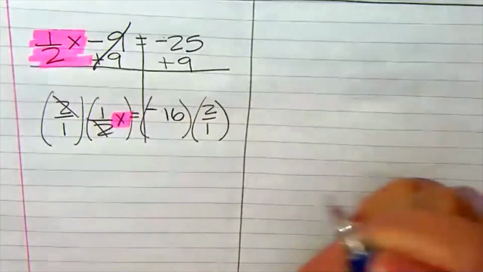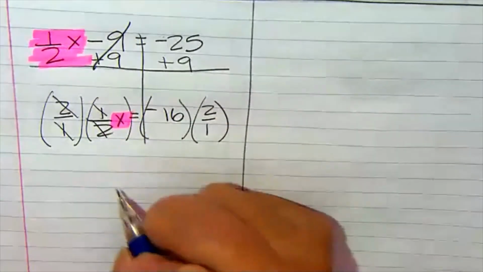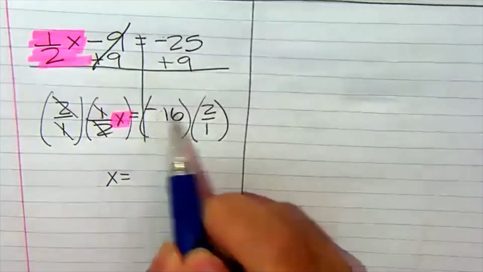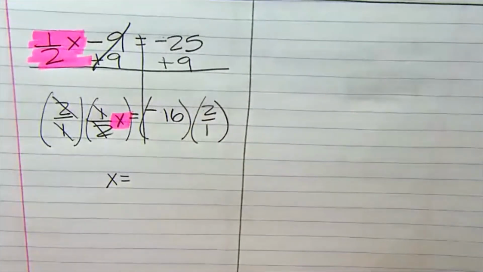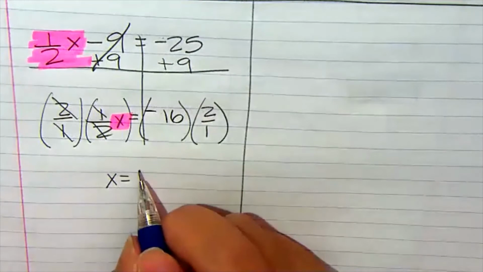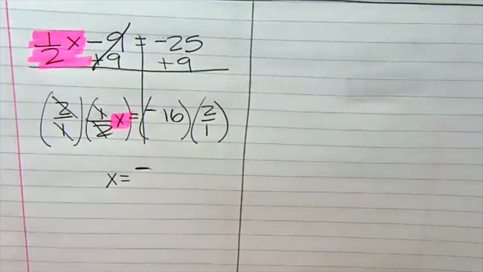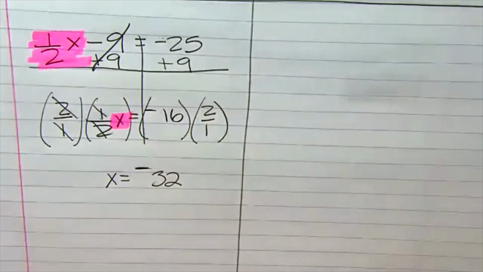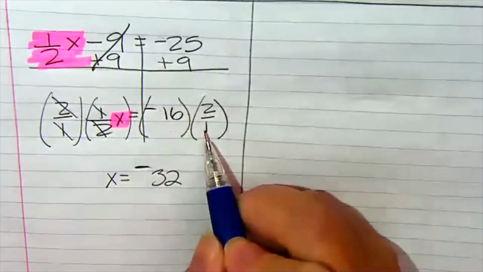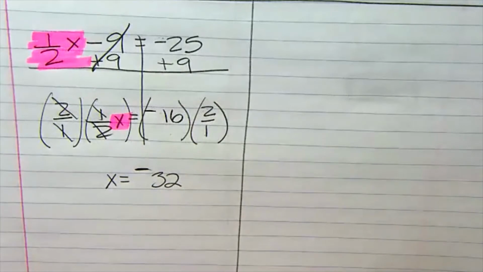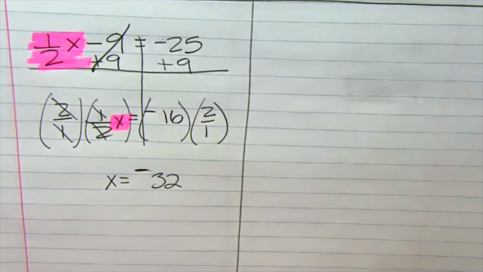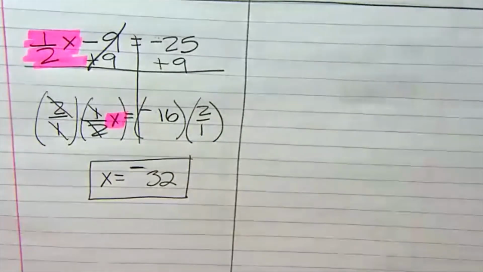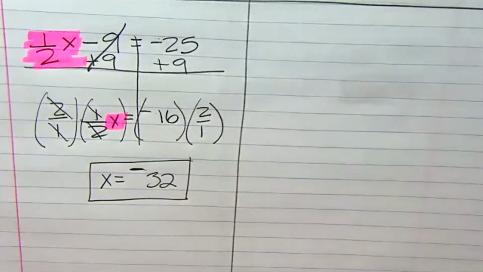So my 2's cancel, my 1's cancel, and I'm left with x equals, okay, I have a negative and a positive. When we're multiplying, different signs are negative. 16 times 2 is 32. And it's 1 times 1, so it would be 32/1. I don't need to do that because it's implied. So my answer is x equals -32.